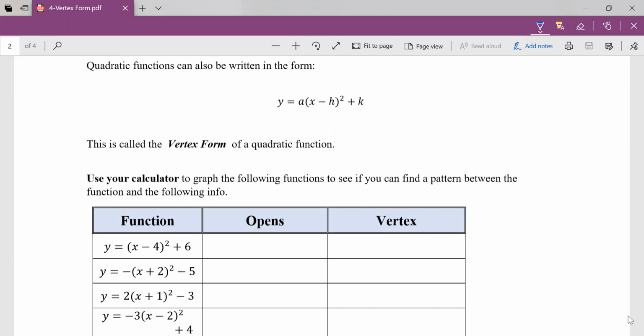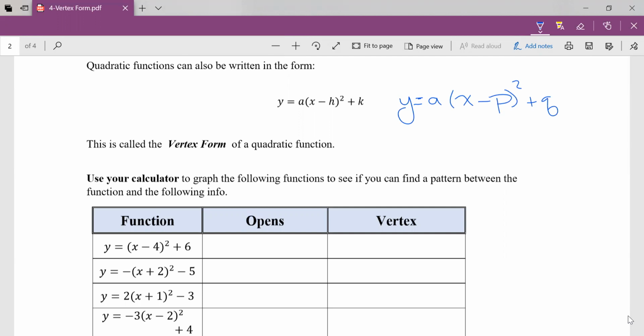Okay, so we write vertex form, this new form, like this: y is equal to a(x minus h) squared plus k. Depending on the resource you're looking at, there's no real reason why we call it h and k, but for some reason you might see p and q. Doesn't matter. Call it whatever you want, as long as you understand what's about to happen next. So this is called the vertex form of a quadratic function.